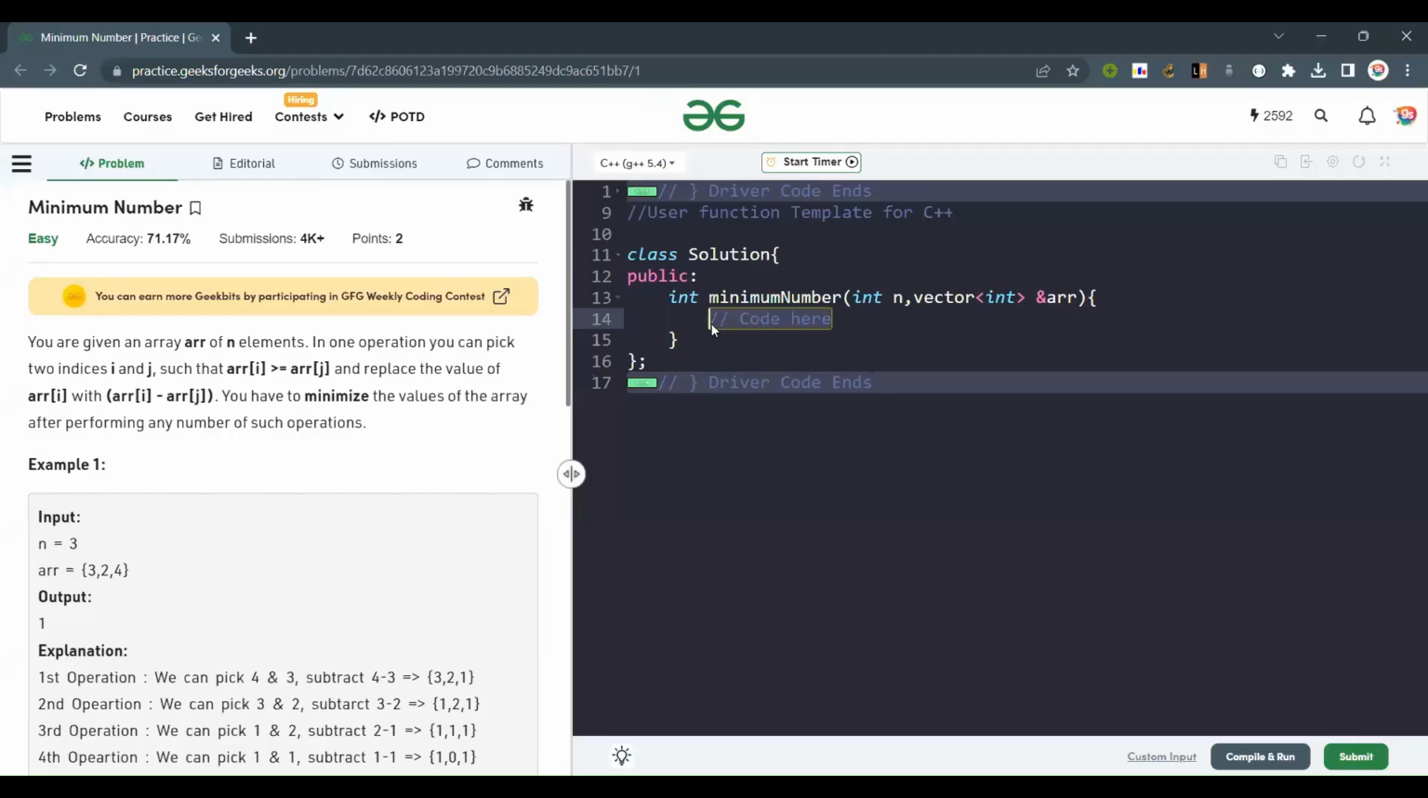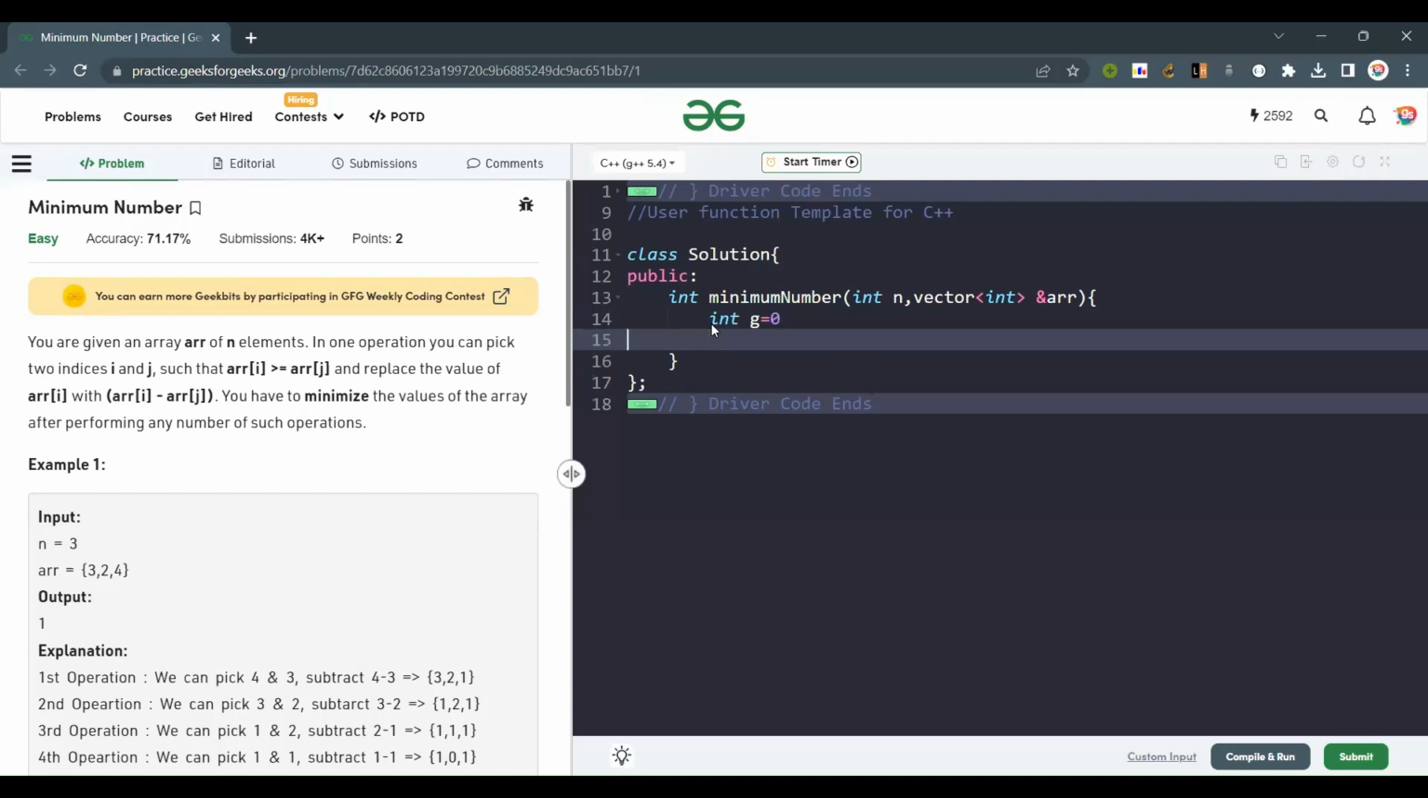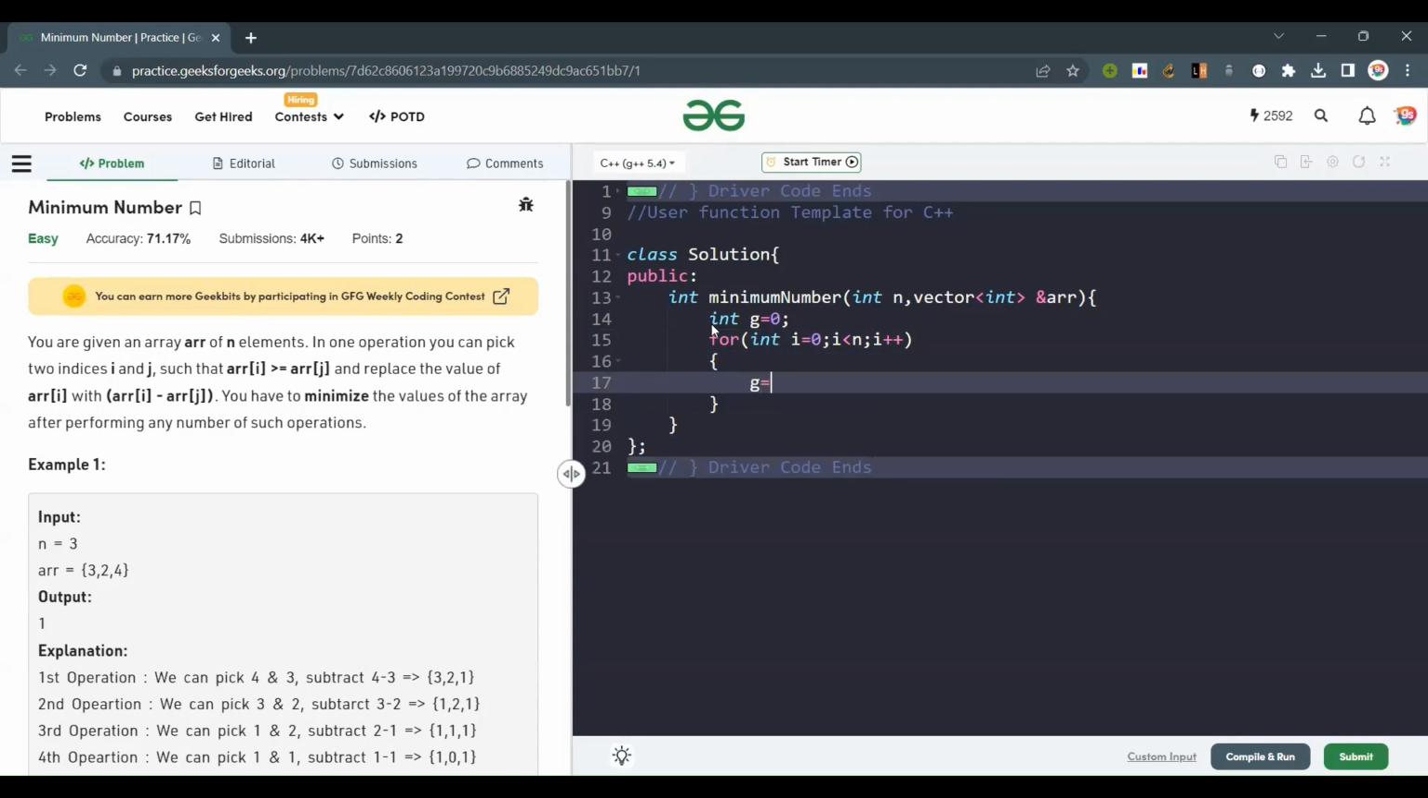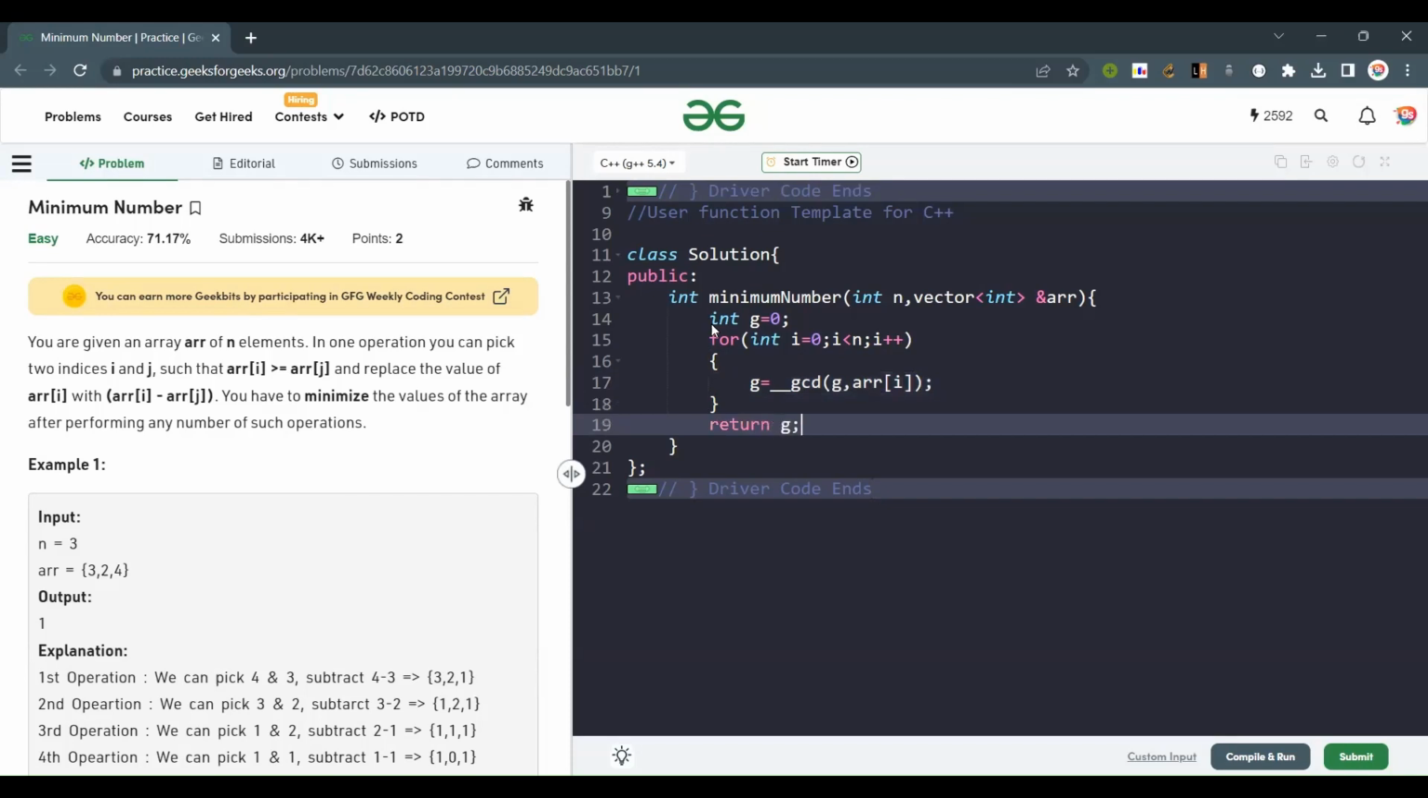Now, what we will do, initially g is equal to 0, GCD 0. Now we will traverse i equals 0, i less than n, i plus plus, and we will say g equals the inbuilt GCD function, g comma array of i. That means we are getting the GCD for all numbers, and then return g.